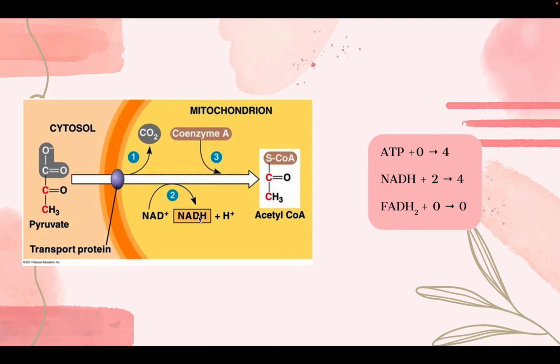We also make an NADH off of this pyruvate, and then we add something called coenzyme A, which is this group right here, and we end up with something called acetyl-CoA. And this is what's going into the Krebs cycle next. So what we got out of this: no ATPs, so we still have 4. We have 2 NADHs, so we have 4 NADHs now, and no FADH2s, so none yet.